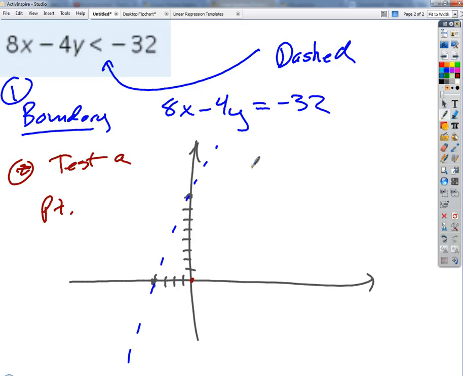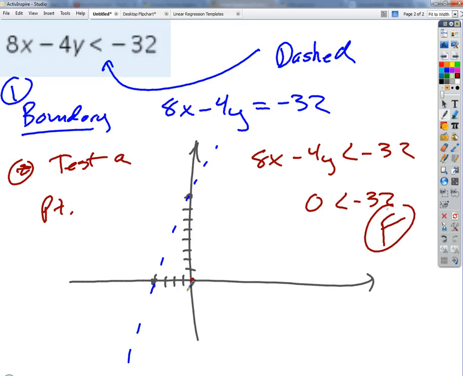So if I test 0, 0, what's my original inequality going to give me? 0 minus 0 is 0. It's less than, true or false? That's false. So this is not a solution, so we have to shade the other side, because the solutions would represent the shaded part. So the solutions must be over there, so that's our solution. Make sense? All right.